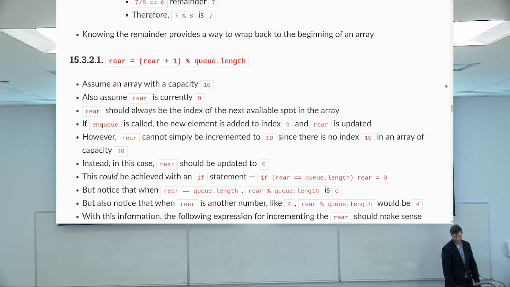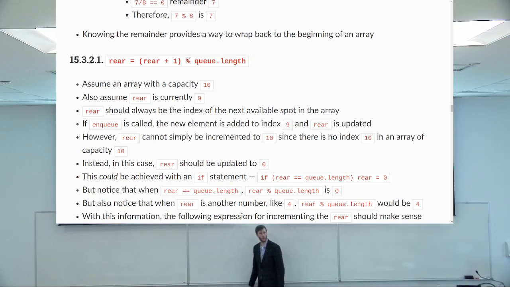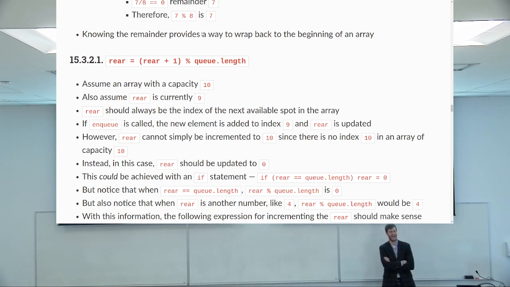So this is the magic trick. Whenever we need to update rear, we do rear equals rear plus 1 mod the length of the queue. Let's think about this for a second. I think I've got an example here. Let's just work through this example. Assume I have an array of capacity 10, and rear is currently 9. So rear is at the end.